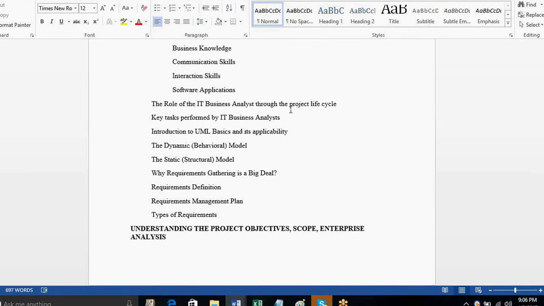So we talked a little bit about key tasks performed by IT business analysts, right? In the analysis phase, in a software development lifecycle, there are different models or methodologies, starting from waterfall or agile methodology to rational unified process methodology. We'll talk a little bit about that first before we jump into the key tasks performed by the IT business analyst.